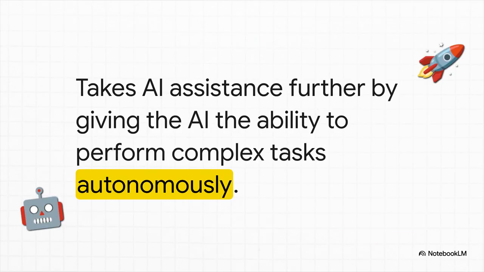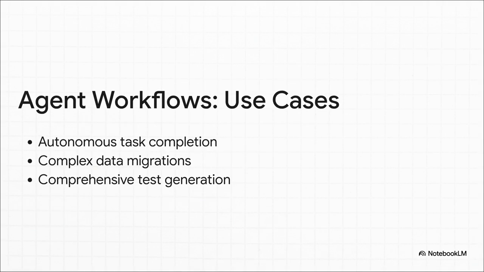Okay, building on that same idea of giving high-level instructions, we've got agent workflows. This basically takes things to the next level. We're talking about giving the AI the autonomy to carry out entire complex tasks completely on its own. So what's this good for? It's perfect for those jobs that are really well-defined but are just so tedious. Think about migrating your whole data storage system or generating a full suite of tests for a new feature. It's all about automating that grunt work so you can focus on the more interesting, high-level problems.